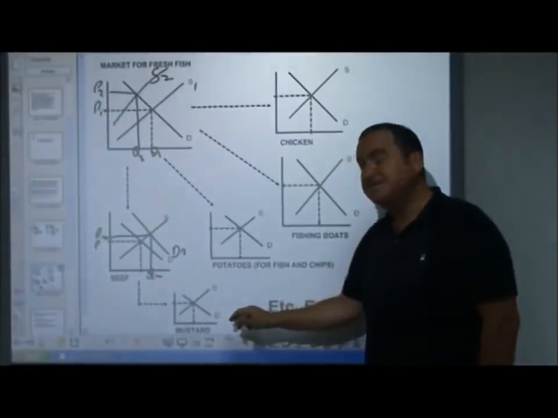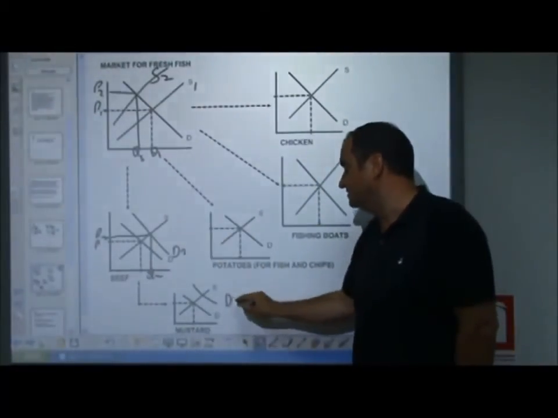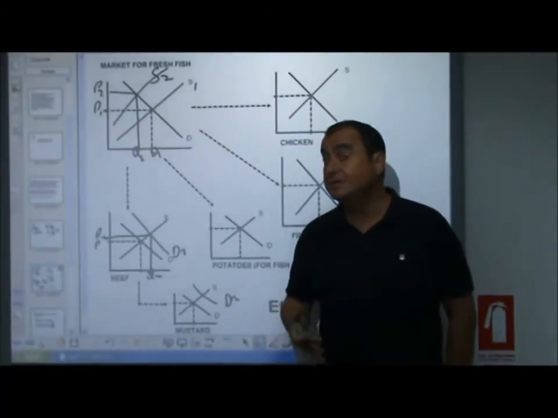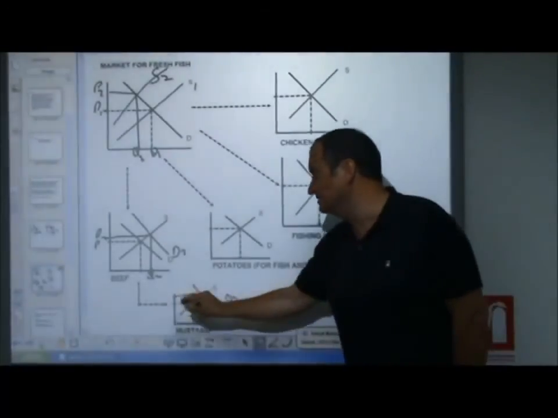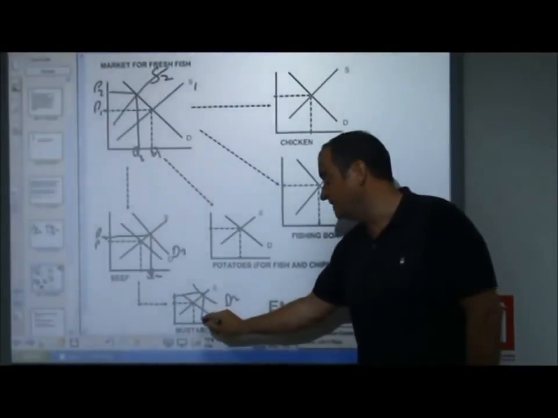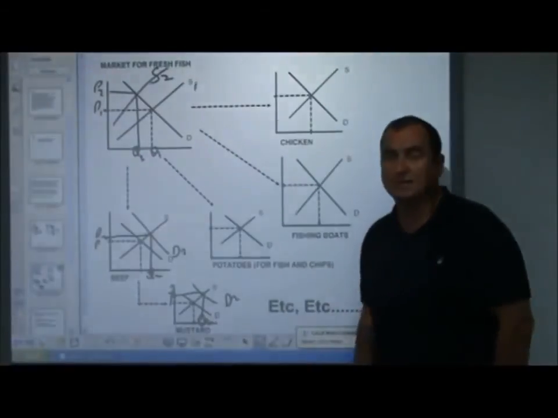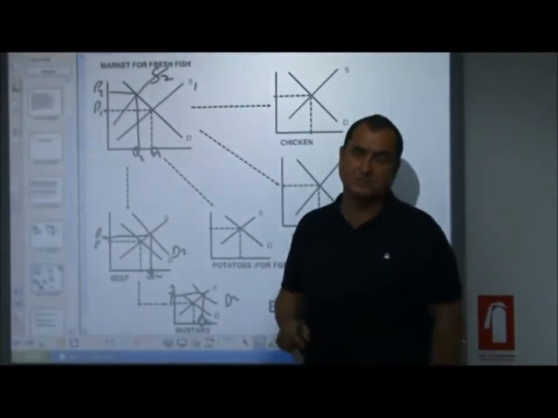That might have an effect on the mustard market. If people are buying more beef, well, they'll buy more mustard as well, because mustard goes very nicely with beef. It's a complement. They're in joint demand. And that increases the demand for mustard. And so that's a signal to the market for mustard, for the suppliers to increase their quantity. That goes out to Q2 and the price of mustard goes up. All because fishermen had higher costs of production.